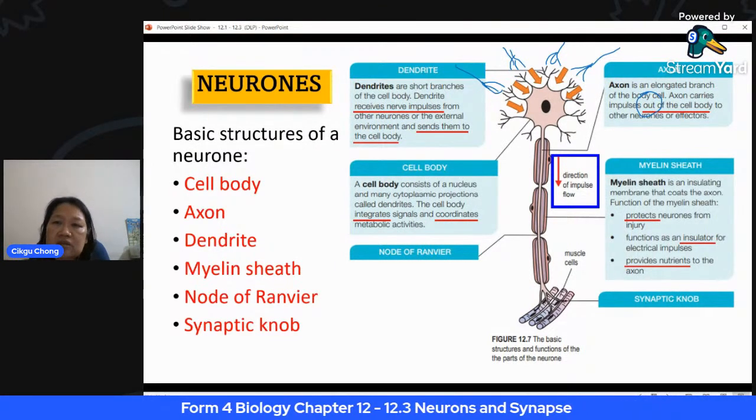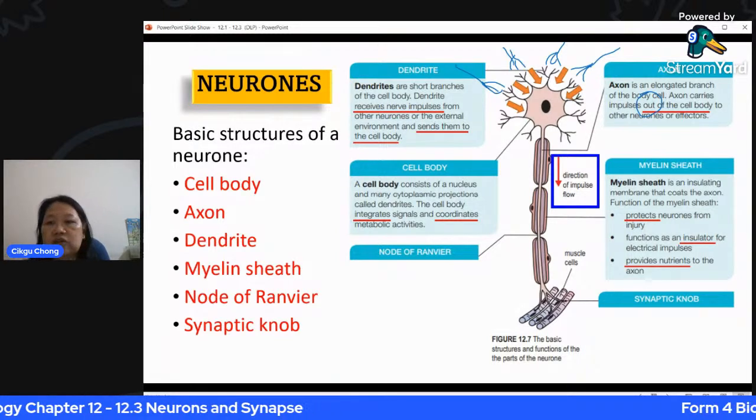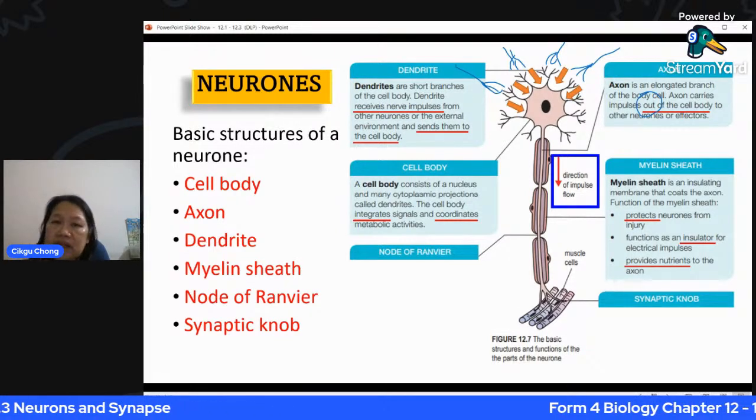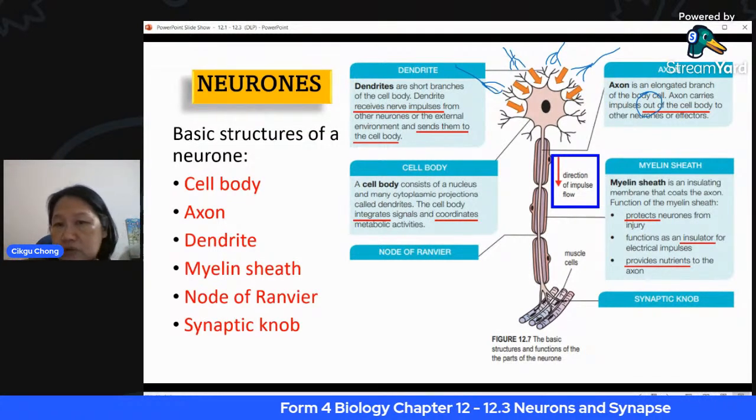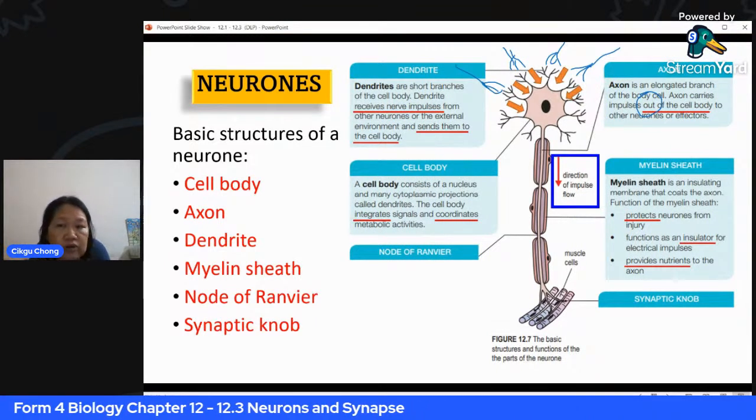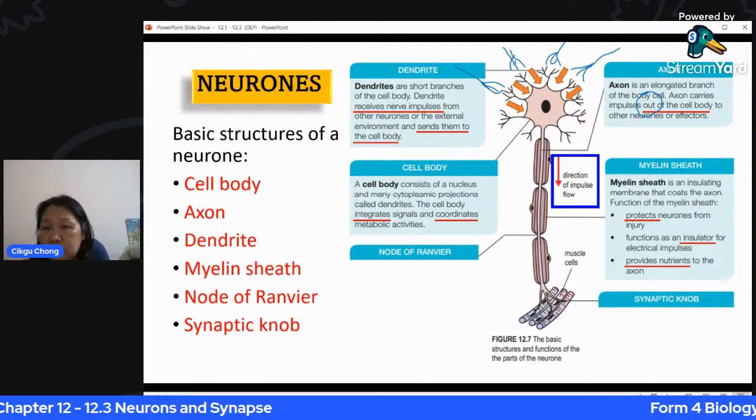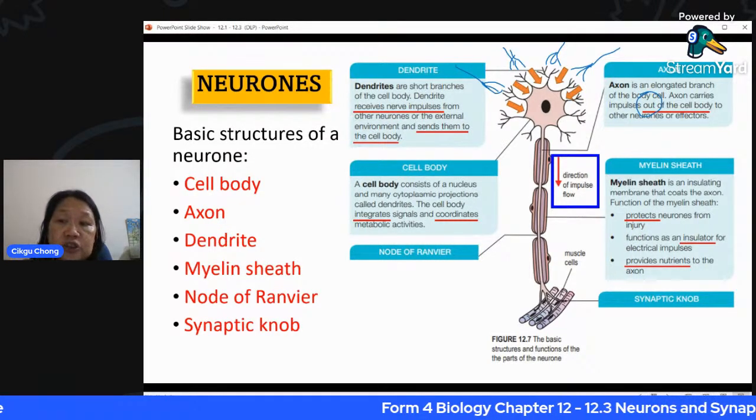Okay, myelin sheath. So myelin sheath is actually an insulating membrane that coats the axon. It's a type of fat actually. Okay, and there's a type of nucleus there. So we call it Schwann cell. Okay, you don't need to know. So this myelin sheath is actually to protect the neuron from injury. There are a few functions here you will see. Number one, protects the neuron from injury. Number two, it acts as an insulator.